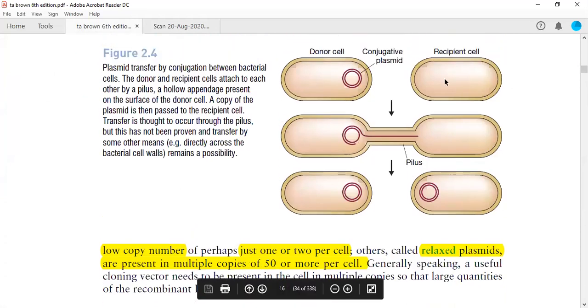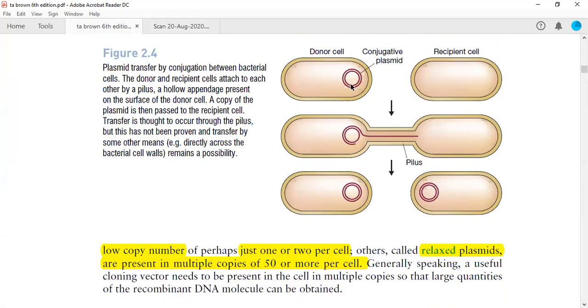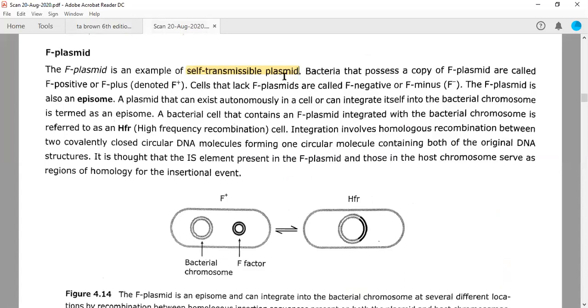Okay, so this is page number 16. Here we have the F plasmid, or conjugative plasmid. It is able to make this tube and replicate, and then transfer one strand, which is then replicated and becomes double stranded, so that both cells become F plus, or donor, in nature. So they are self-transmissible plasmids.